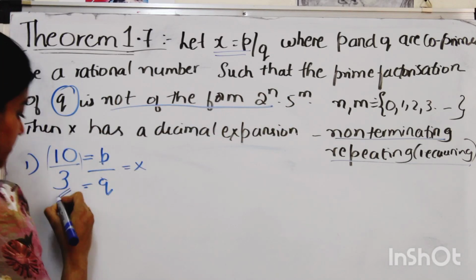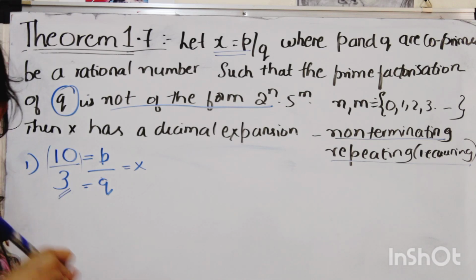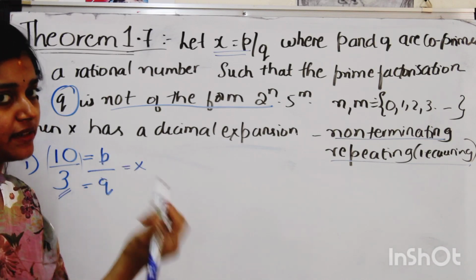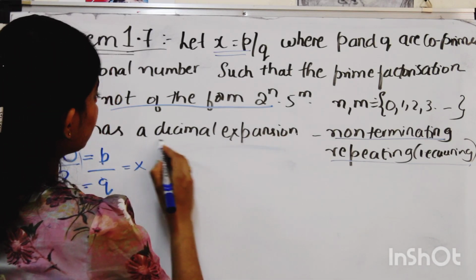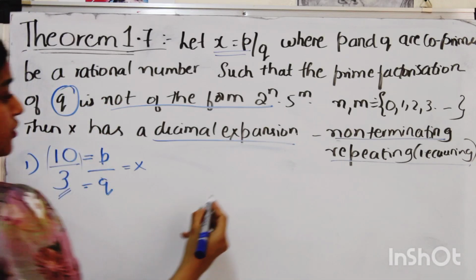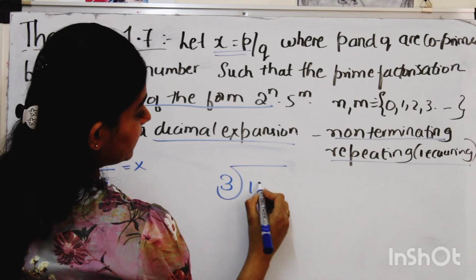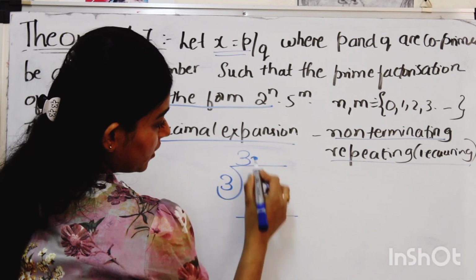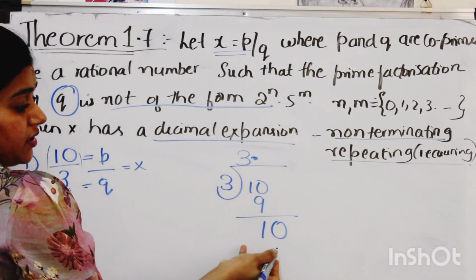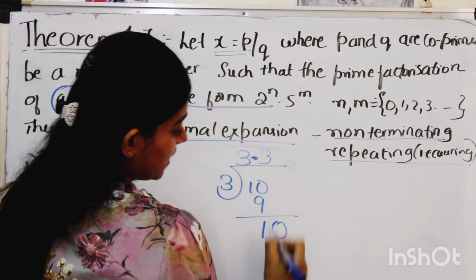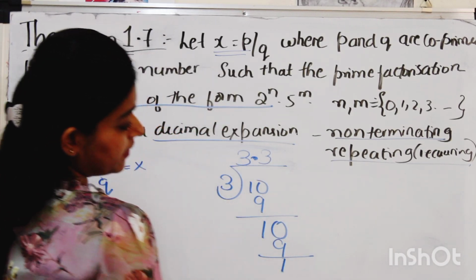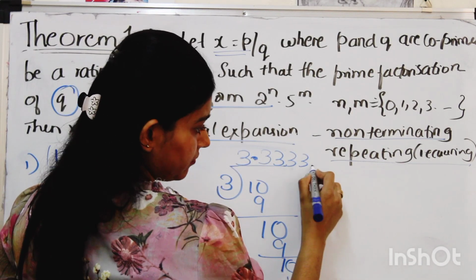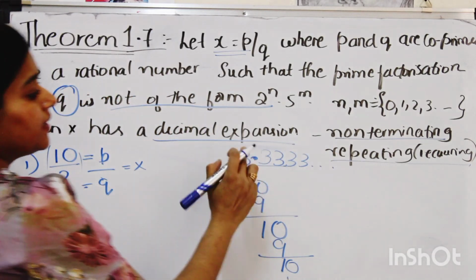The prime factorization of q, which is 3, is 3 itself, so there is no need to take a prime factorization. But now we have to check the decimal expansion. So divide 10 by 3. 3 threes are 9, so 1 is the remainder. Again take the decimal point and take 10. 3 threes are 9, and again you get 1 remainder, and this process goes on. So you get 3.333 and so on.